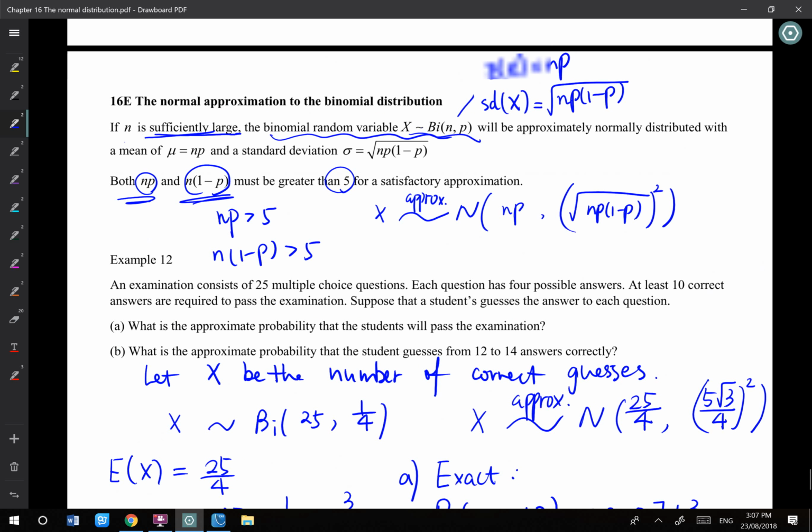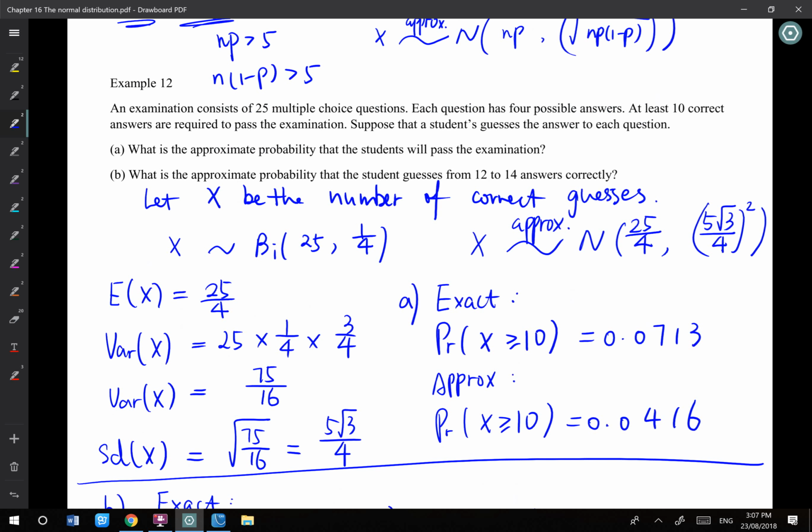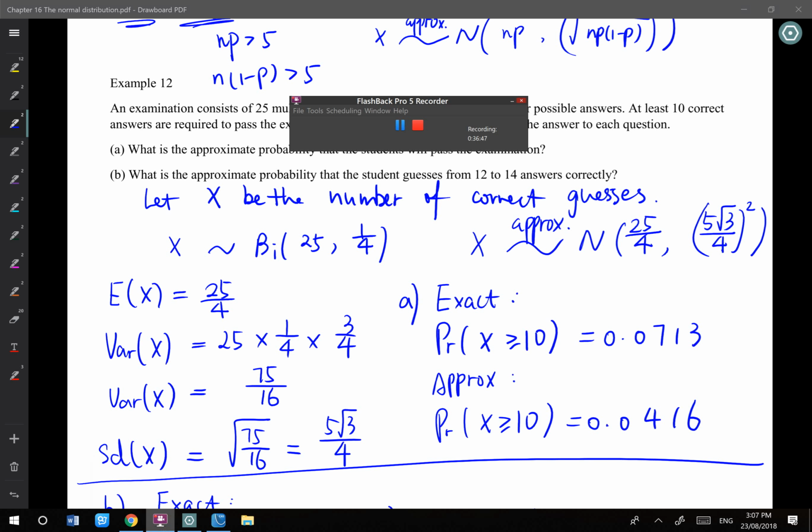Alright, that's the end of chapter 16. Any questions? Okay, no question. Print chapter 17 and we'll start that on Monday.